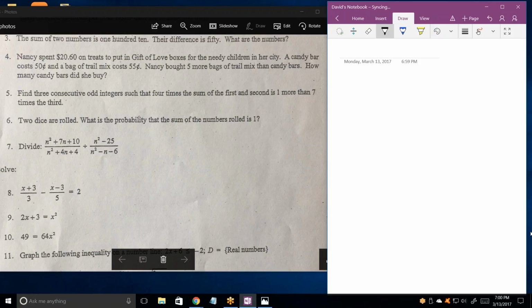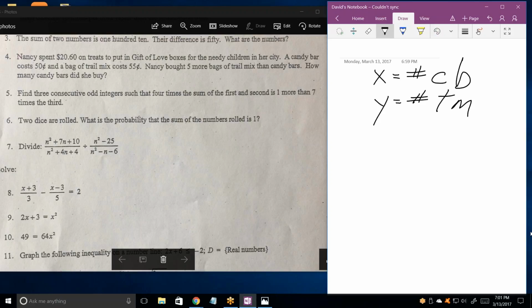Number of X, you have to make up a variable. It doesn't have to be X. You can make up C for candy bars, but I like to use X and Y. You can use any variable you want, but spell it out. X is the number of candy bars that she bought, and Y is going to be the number of trail mixes that she bought.